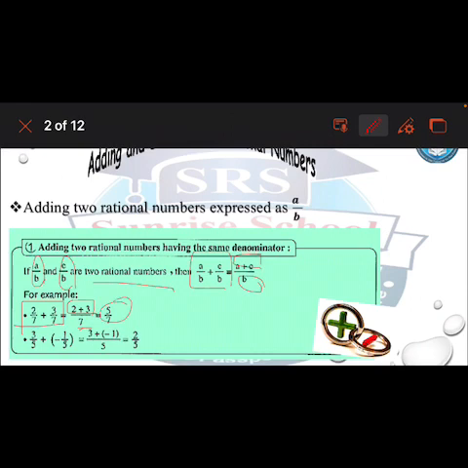Another example, 3 over 5 plus negative 1 over 5. So the denominator as it is, then I will add the numerator. 3 plus negative 1 will be 3 minus 1, which is 2. So the answer will be 2 over 5.